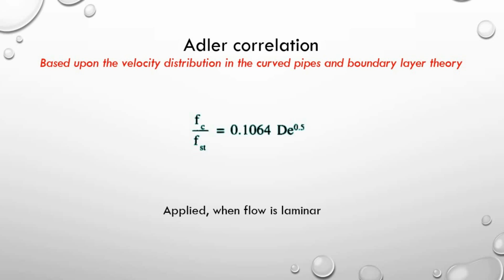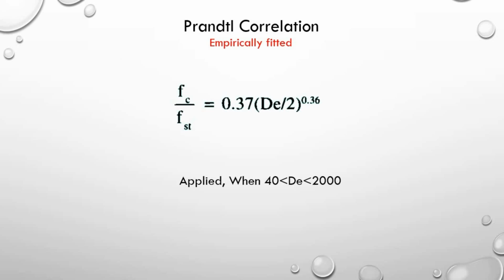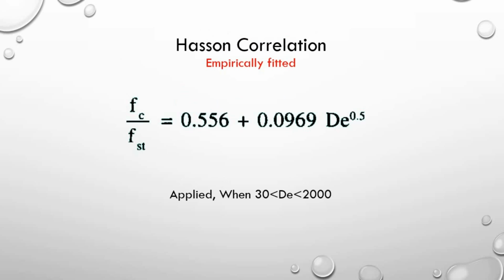The very next contribution is made by Prandtl, and the Prandtl correlation is applied when the Dean number is greater than 40 and less than 2000, and here Fc is the same friction factor for the coil, and Fst is the friction factor for a straight pipe. Also Hasson proposed an empirical correlation to correlate the data in the range of Dean number greater than 30 and less than 2000.